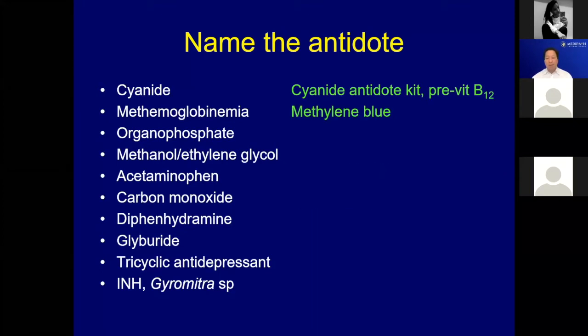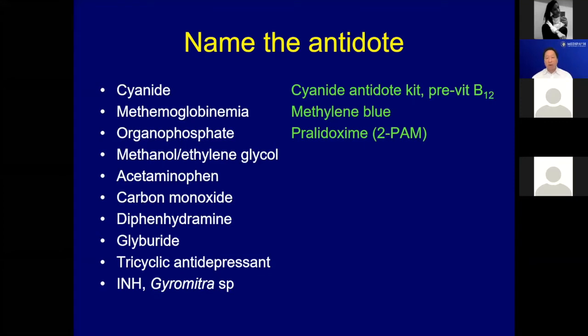Anybody know that one? So this is kind of interesting. You have a toxidrome where the person comes in looking blue, and the antidote is actually blue. So it's kind of unique. Organophosphates. Sodium nitrite is the third component of the cyanide antidote kit. But I think most people, particularly outside the United States, prefer hydroxocobalamin, pre-vitamin B12. So pralidoxime, or atropine, is the antidote for organophosphates, and I'll talk about that later.